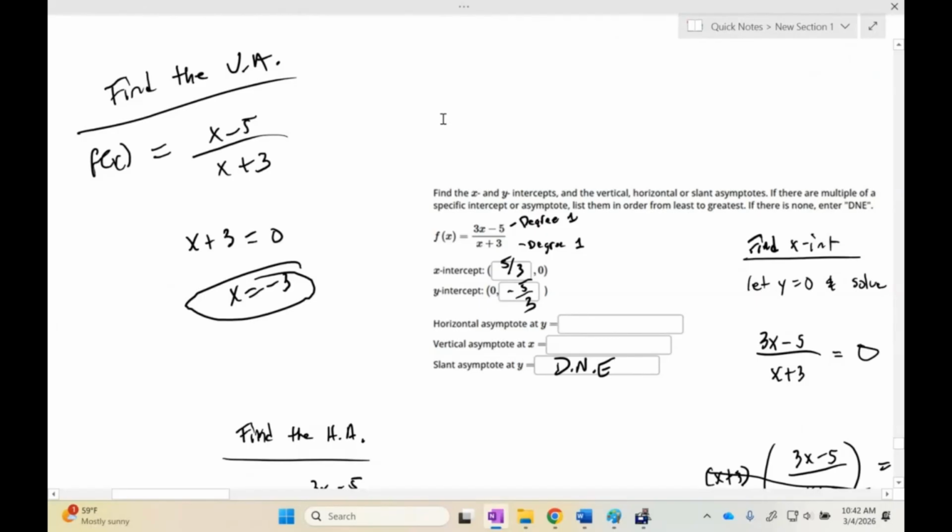Now, just for example's sake, if this problem looks something like this, if you had x squared minus 5 divided by x plus 3, then a slant asymptote would exist because the degree at the top would be 1 degree greater than the degree at the bottom. But well, if they both were 2, you would still divide everything by x squared.